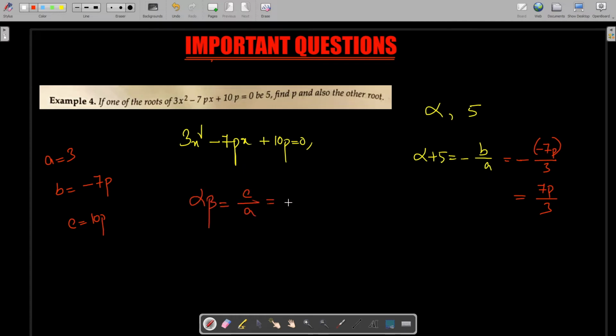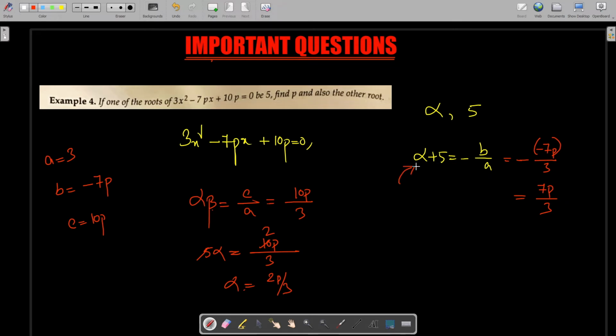Then what will be the value of the product of the roots, which will be equals to c by a. What is c? C we have as 10p and a we have 3. So beta is 5 over here. So we got 5 alpha equals to 10p divided by 3. So 5 goes 2 times. So we got the value of alpha as 2p divided by 3.